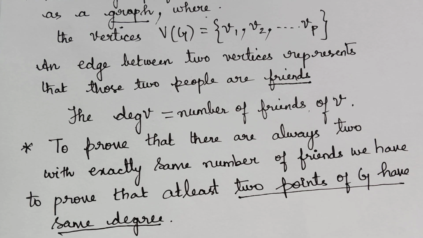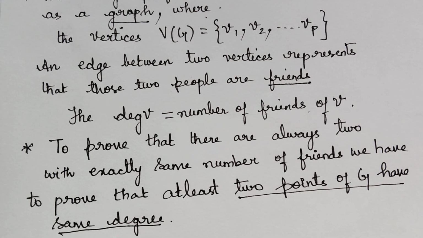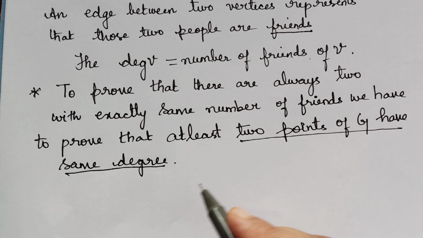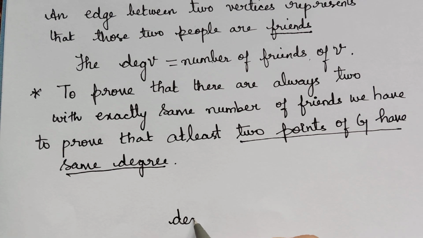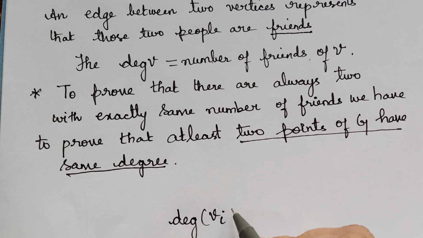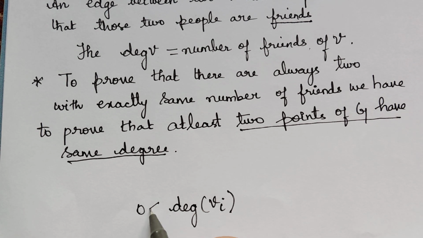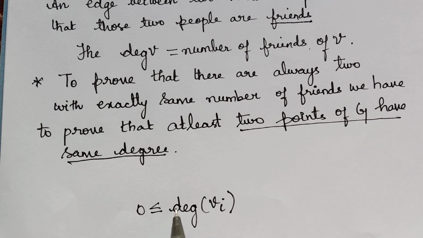Now we should understand, if we take a vertex Vi, what are the possible degrees it can have? That is, we want to find the degree of Vi. It can definitely be greater than or equal to 0. So it can have degree 0 if it is an isolated point. And it can also have degree 1, 2, 3, etc. Until which can it have a degree?